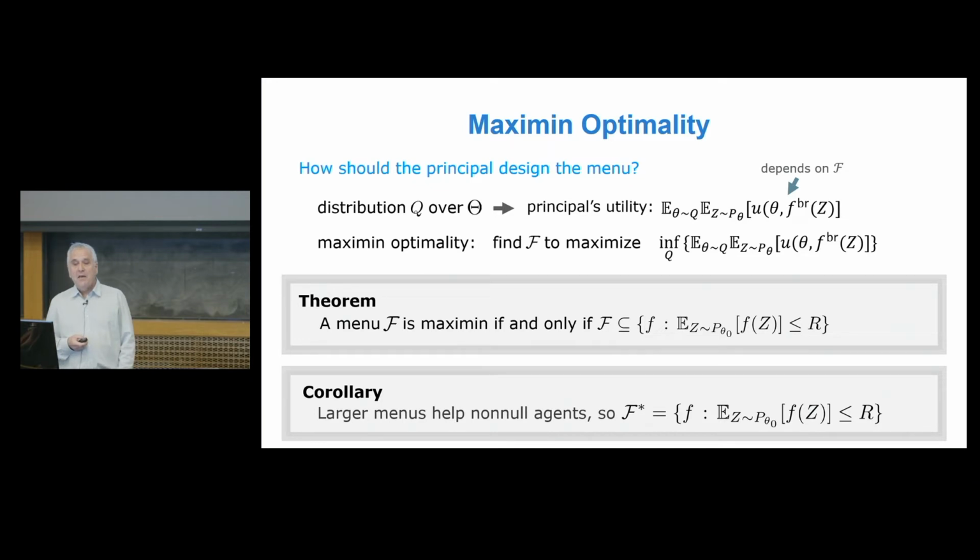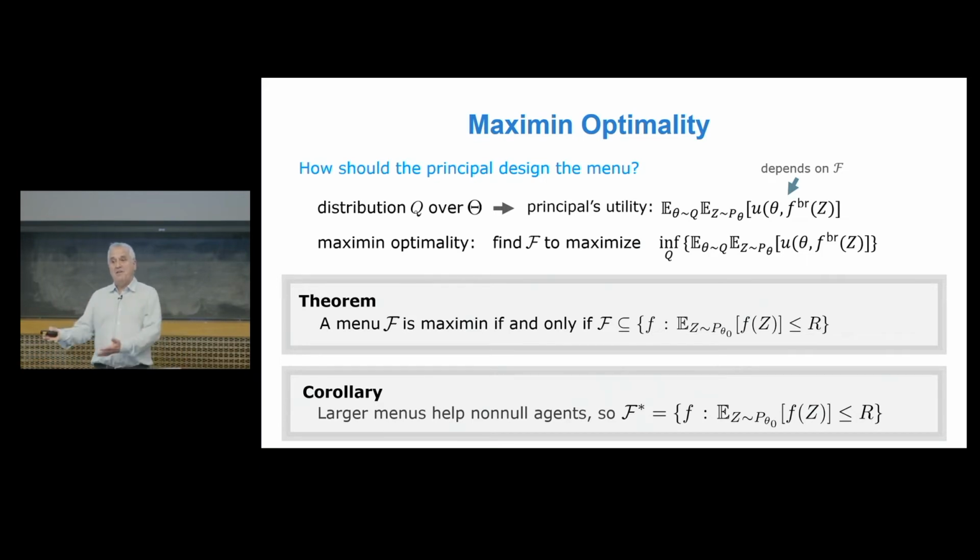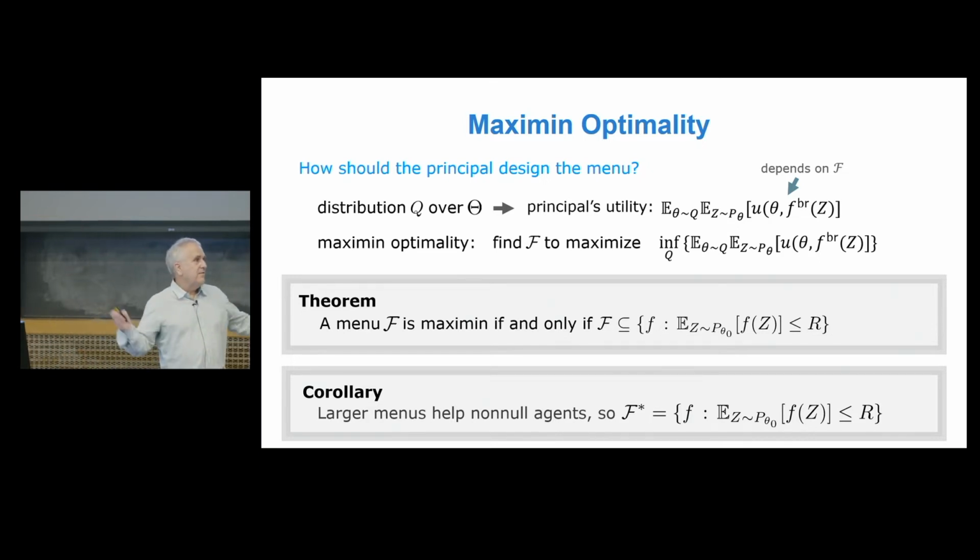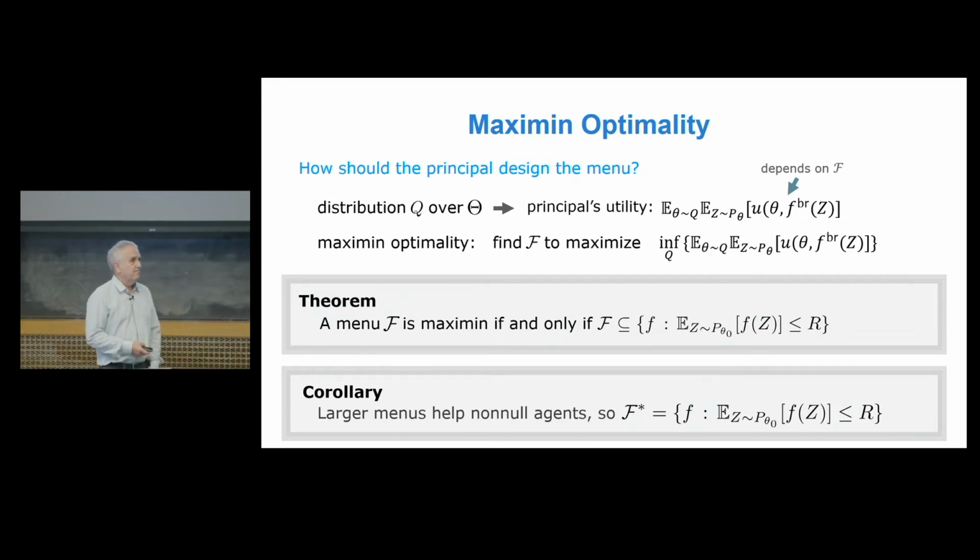Maxi-min optimality would be to find a contract, that would be the design variable, to maximize the minimum of the utilities. That's a standard statistical ploy at this point. It's not Bayesian, it's maxi-min. Now we have another theorem, a little deeper: a menu is maxi-min if and only if it's contained in the set of all incentive-compatible contracts. In other words, it's contained in the set of all E values.